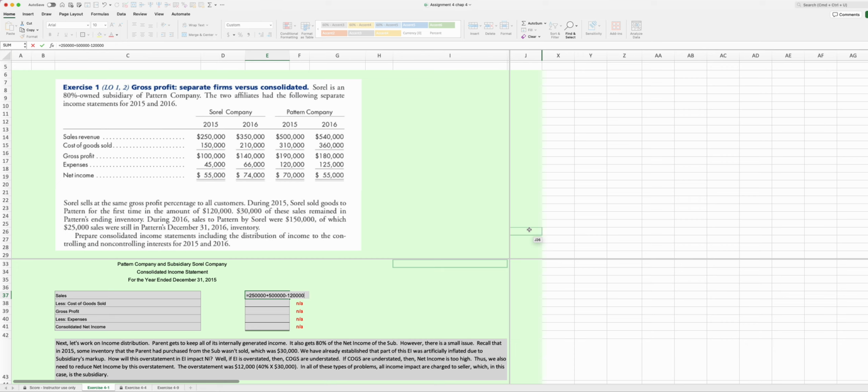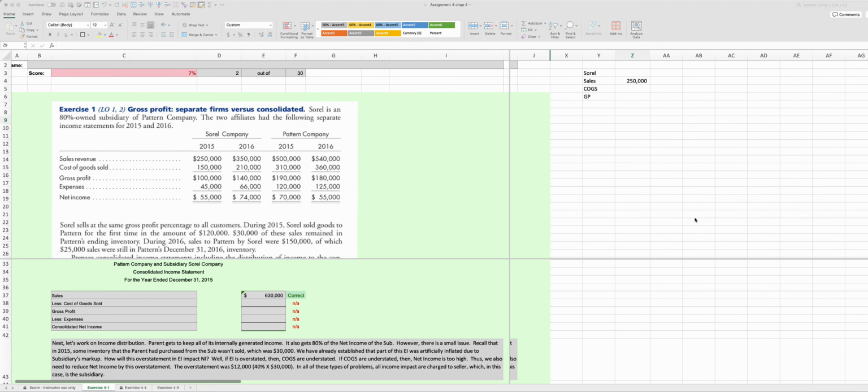That's a sale made between the two affiliates, which are part of a consolidated group, or one entity, and so this amount shouldn't be part of the consolidated income statement. So we just subtract the $120,000 in intercompany sales right off the bat, and then we move on to cost of goods sold, which is a bit more involved. For that purpose, I'm going to take a look at the right side of the screen and talk about what really occurred.